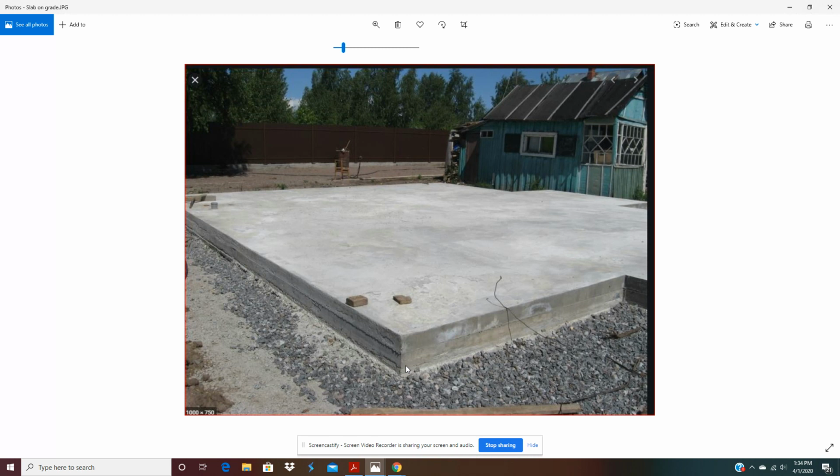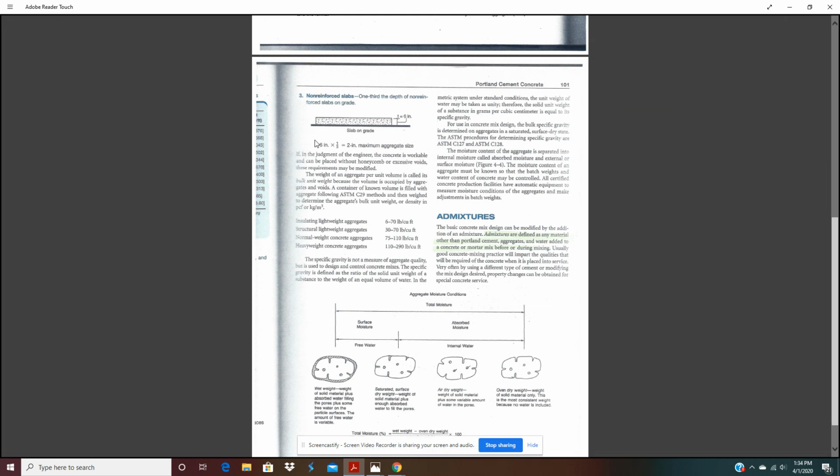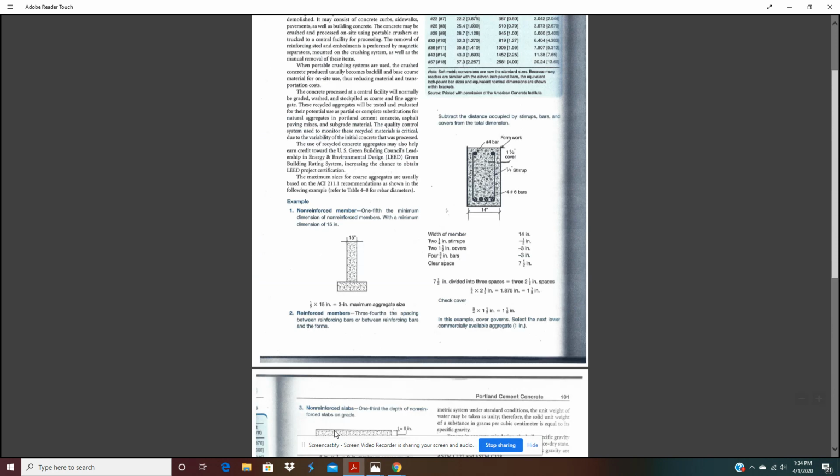So if this was a 12-inch slab, it would be 1/3 of 12 inches, so your aggregate could be 4 inches. And in this example, it was a 6-inch slab. So 1/3 of 6 inches is 2 inches. So the maximum aggregate size for that would be 2 inches. All right, and now to the last one.